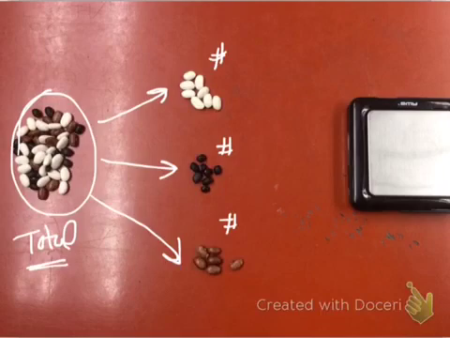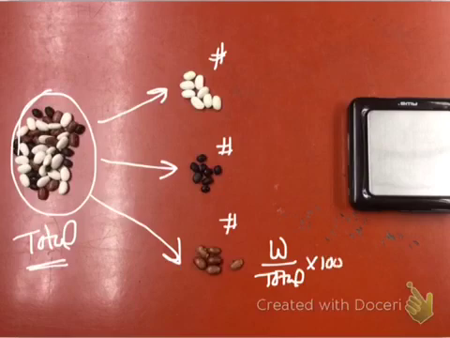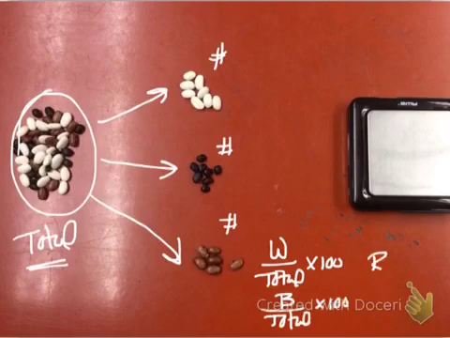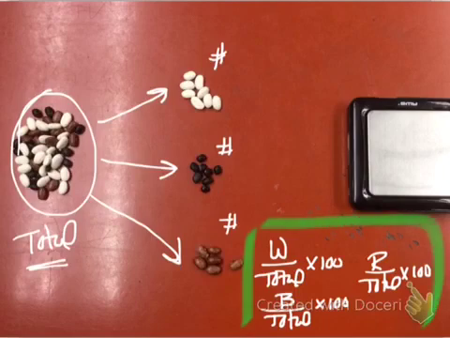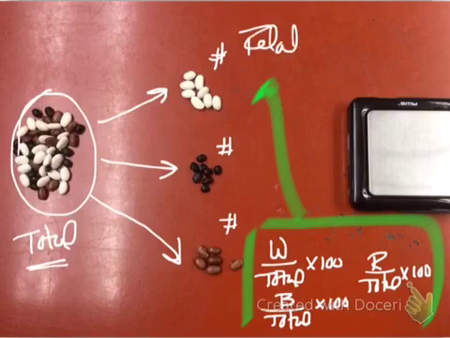So how many white beans were there in the total? And we'll multiply that by 100. How many black beans were there over the total? And we multiply that by 100. And how many red beans were there over the total? And we're going to multiply that by 100. So what these values give us here is our relative abundance. And that's a good word to know.